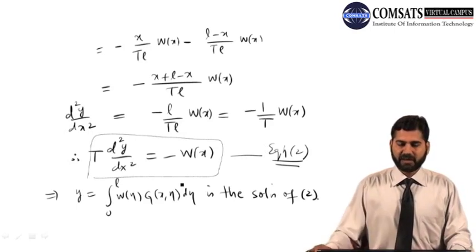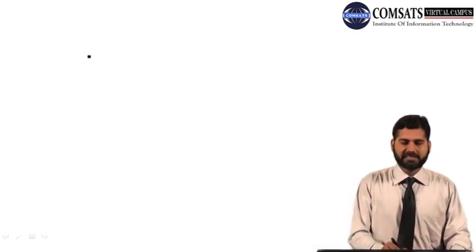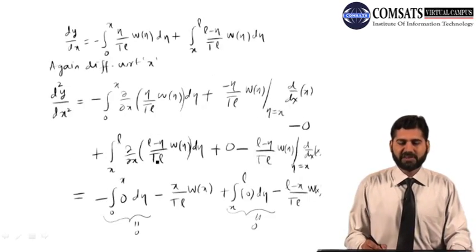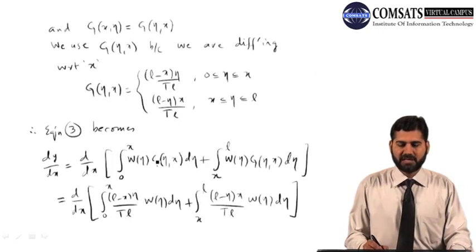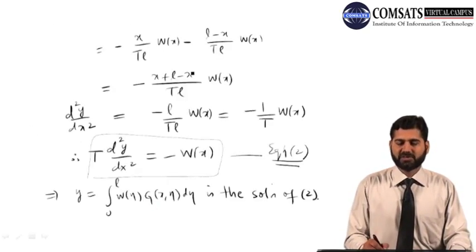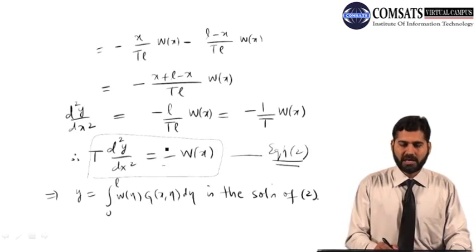But where did this come from? When Green's function was given, I have proved that this is the solution, right? It's very easy. By differentiating our integral twice, and using this Green's function, I was able to prove that this is actually the solution of the given differential equation, right?